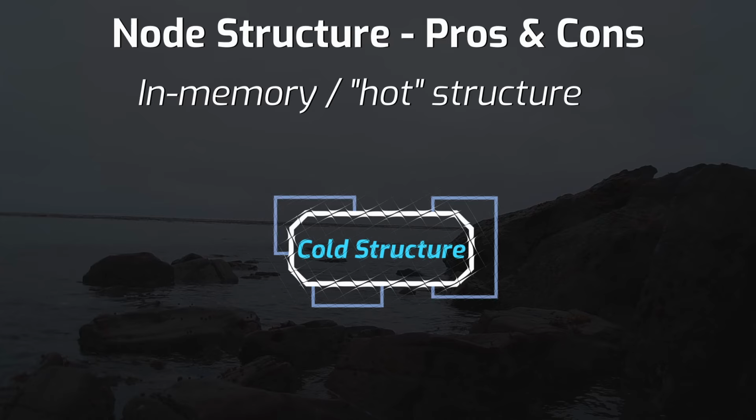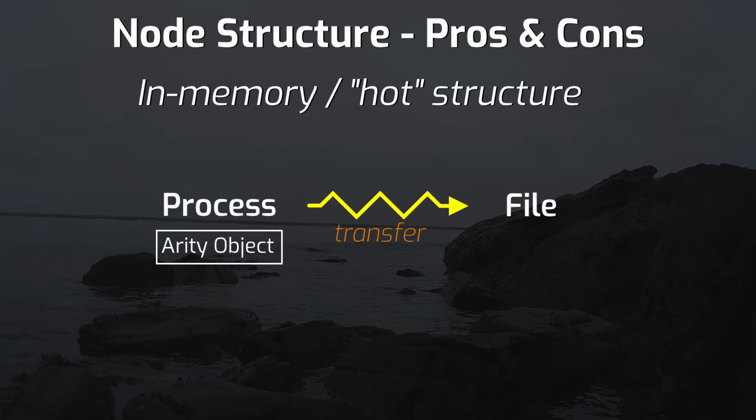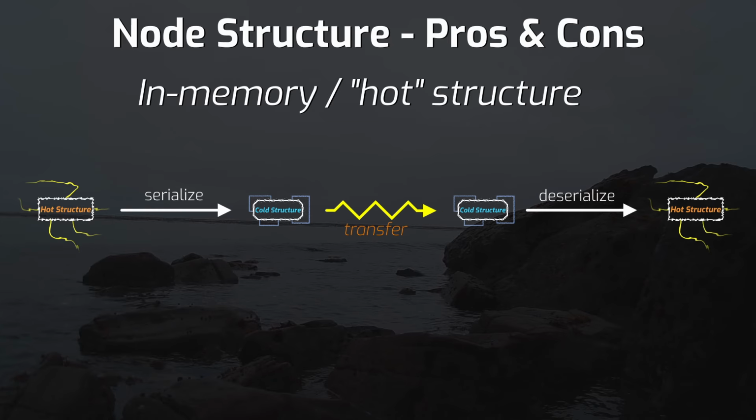Since my arity nodes are a hot data structure, if I were going to transfer an arity object into a file, or over a pipe or socket, I would first have to put the arity object through a process of serialization. Serialization converts a hot data structure to a cold data structure while preserving the intended information, and serialization is typically defined with an inverse called deserialization that takes the cold data structure back to a hot data structure.